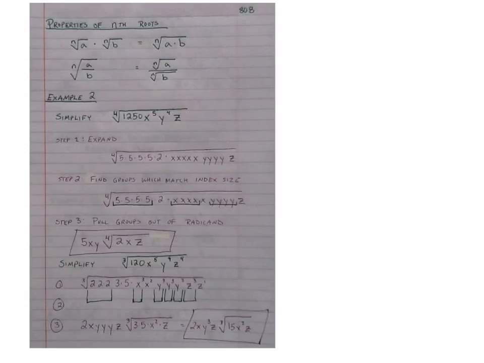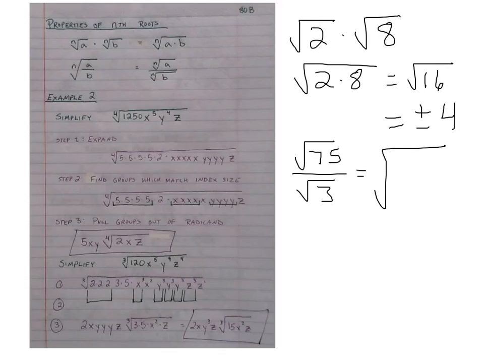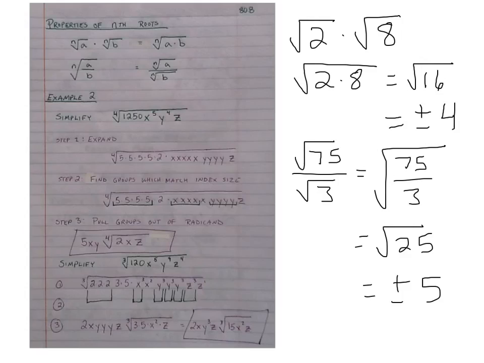Properties of radical expressions are very similar or identical to the properties that we knew about square roots. For example, if I wanted to know the value of the square root of 2 times the square root of 8, I could rewrite that as the square root of 2 times 8, which is root 16, which we knew to be plus and minus 4. Similarly, the division: what is root 75 divided by root 3, and that is equal to root 75 over 3, or root 25, which is equal to plus and minus 5. So those properties that we learned with square roots are identical here with radical properties.